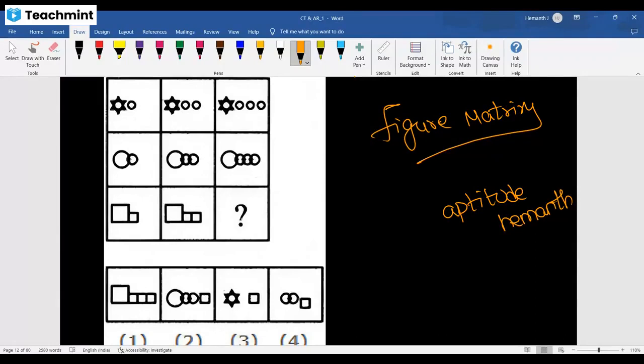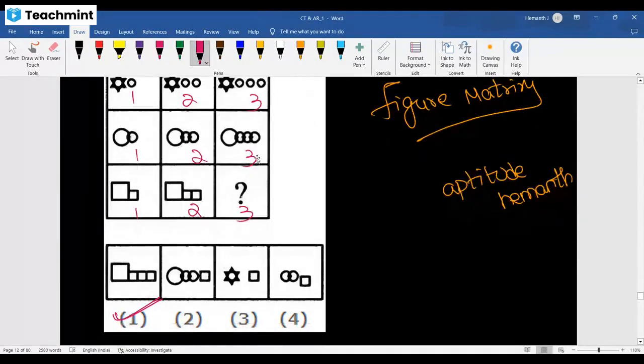Here you can see 1, 2, 3. Here also 1, 2, 3 extra. So small things 1, 2, 3. It's nothing but the first one is correct.